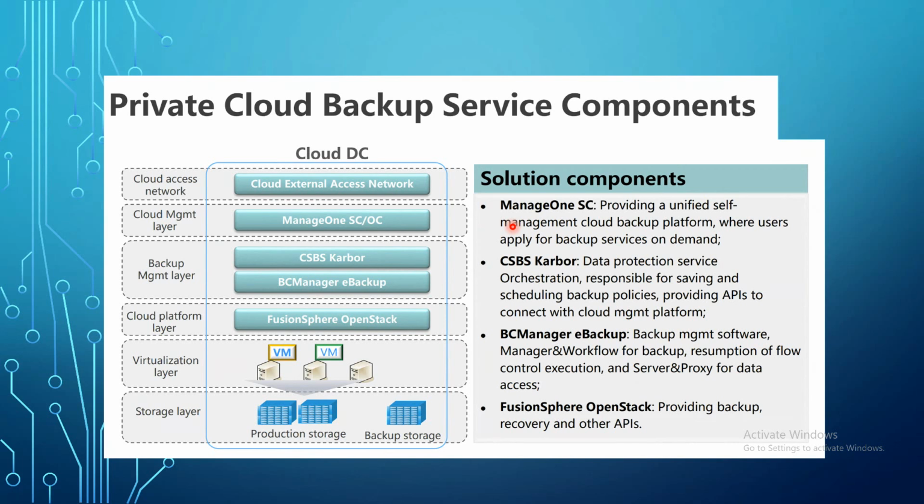And the BCManager, as we know, is responsible for the workflow, the management, the execution. All the management is done by BCManager and eBackup. And FusionSphere OpenStack is already part of the Huawei private cloud, so it is already there. These are all the components, and they work together so you can get the backups of your ECS or the cloud environment.